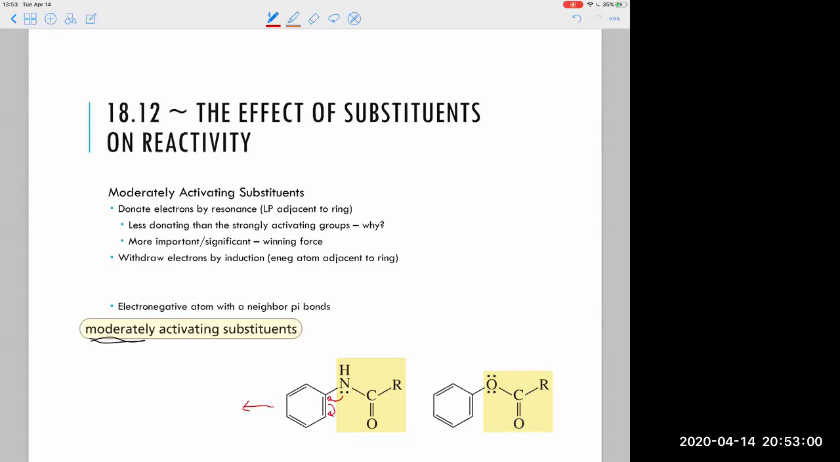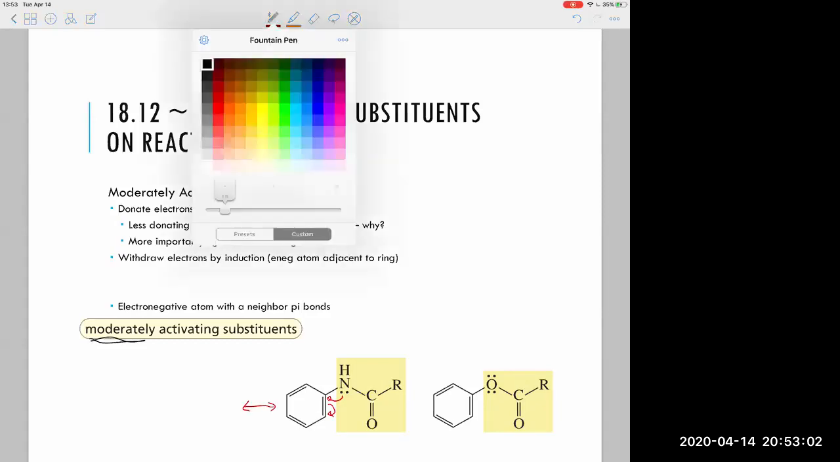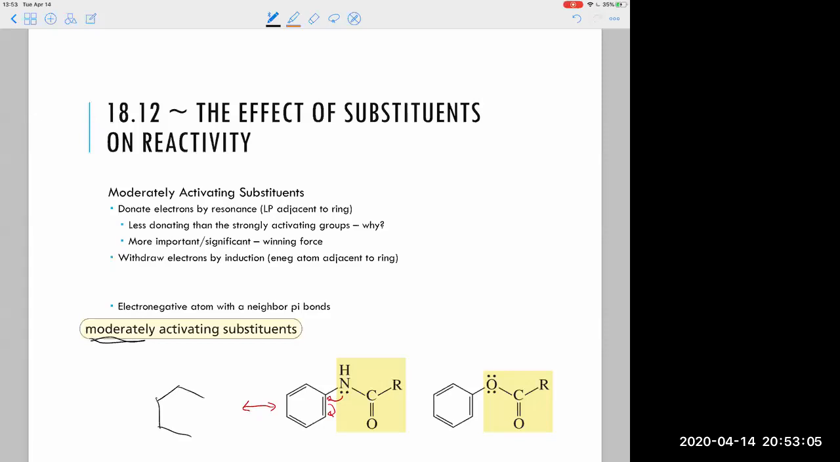So then, just like before, now I have, right, so it's still donating, but it's only moderately so. Why is that? Why does an amide group not donate quite as well as a regular old amine group?